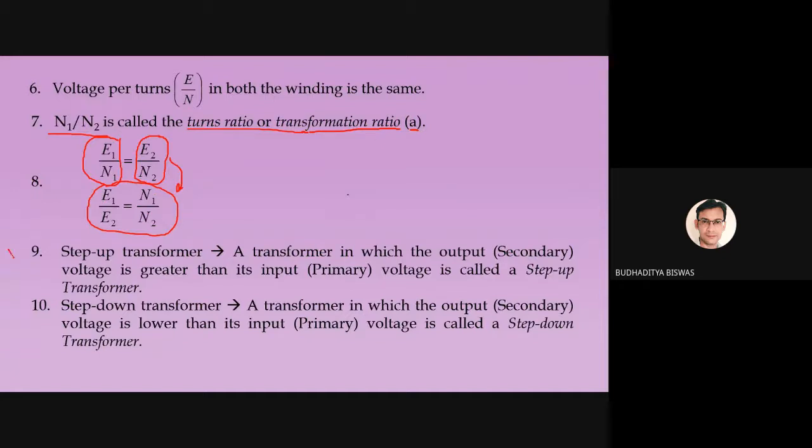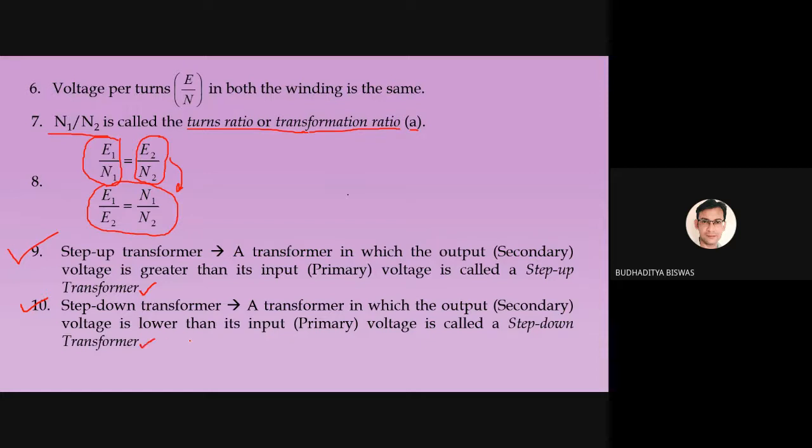Okay. Now, what is called the step-up transformer? A transformer in which the output or the secondary voltage is greater than its input or the primary voltage is called the step-up transformer, which is required for power transmission purposes. Step-down transformer: a transformer in which the output or the secondary voltage is lower than its input or primary voltage is called the step-down transformer. In the case of power distribution, we need the step-down transformer.